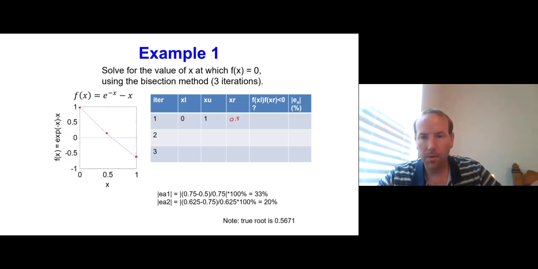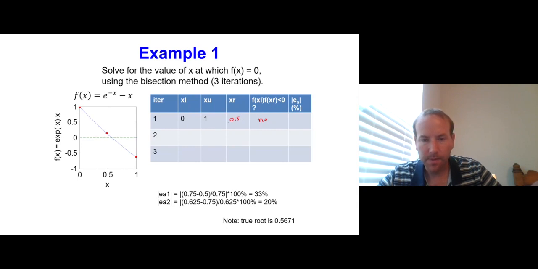And then we multiply f of xl, which is this point, times f of xr, which is this point. And notice how they're both positive values. And so their product would be greater than 0 rather than less than 0. And so we say no, it is not less than 0.